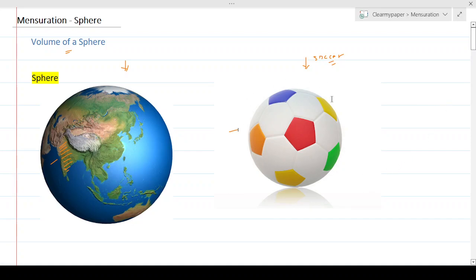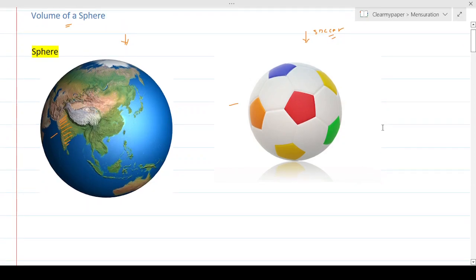So basically, any slice of this object you take, it's circular in nature, and it's like the same from all the sides. That's what a sphere is, and it's a 3D object, and that's what separates it from a 2D object, which is a circle.